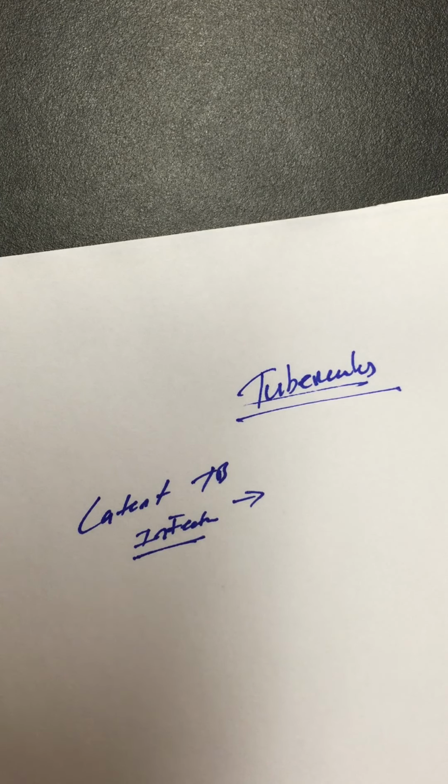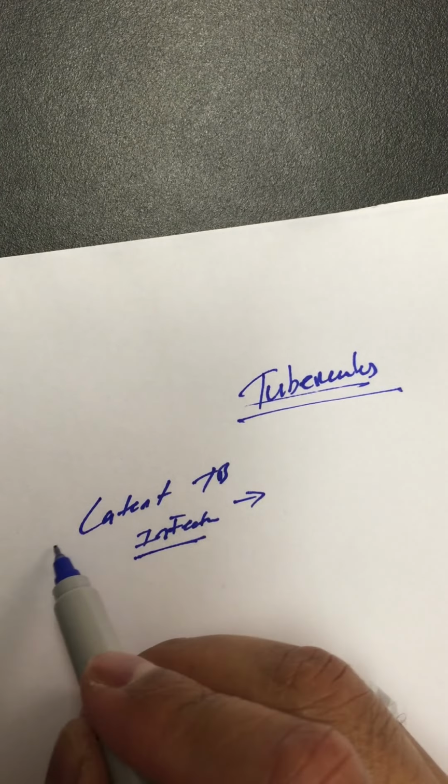You breathe this in, your lungs become infected, but this can also spread throughout your body. So other areas that can be affected are your kidneys, your bones, your brain, and your adrenal glands, just to name a few. Now, there is something called latent TB.